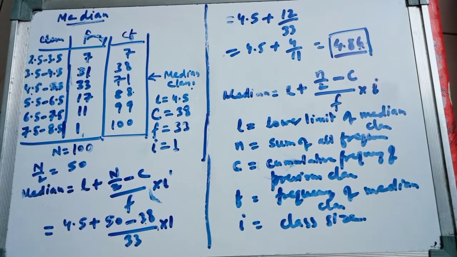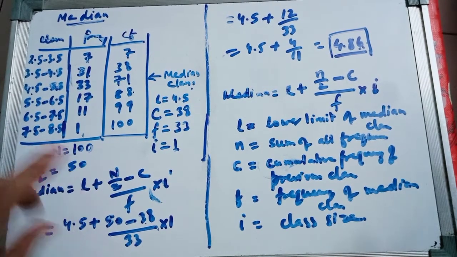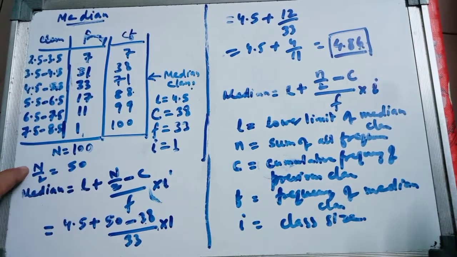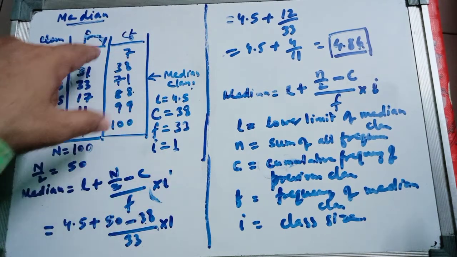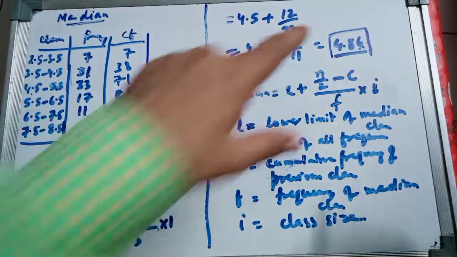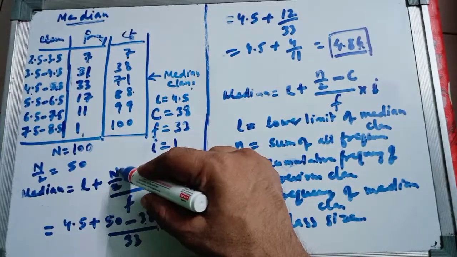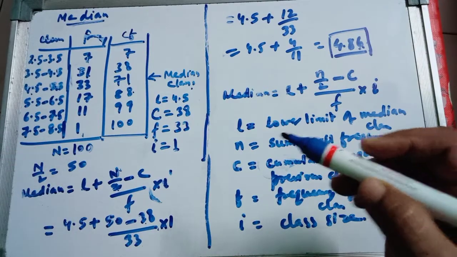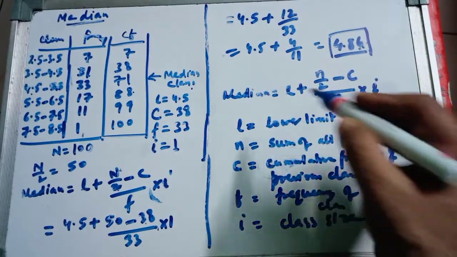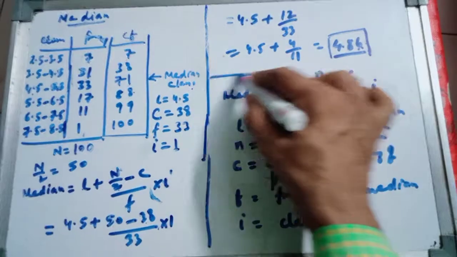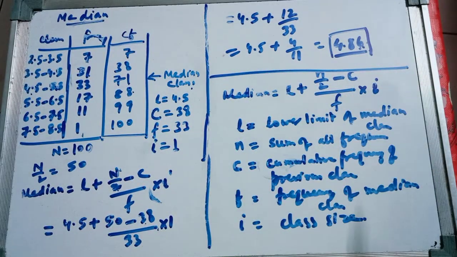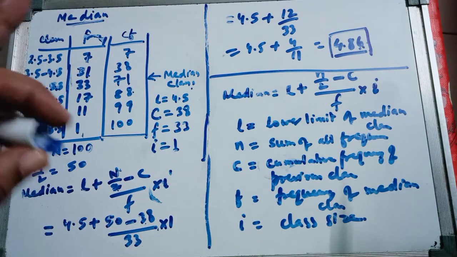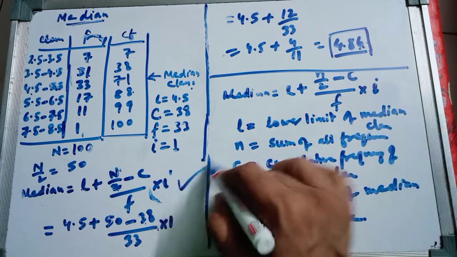Clear? Sometimes n is odd, then instead of n by 2 we will calculate n plus 1 by 2, and then that will help everywhere. In the formula also we will write n plus 1 by 2 when it is odd; when it is even, it is n by 2. Then you substitute and calculate. So this is how we are finding the median of the grouped frequency table using this formula.